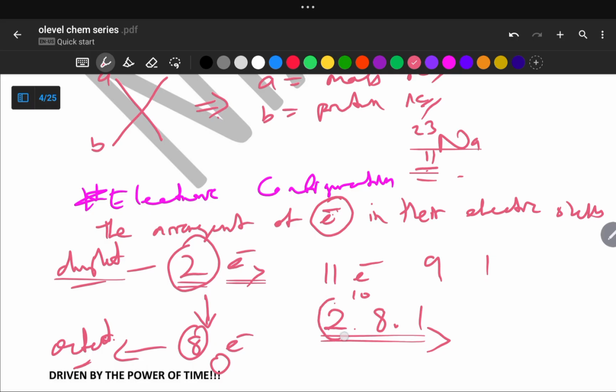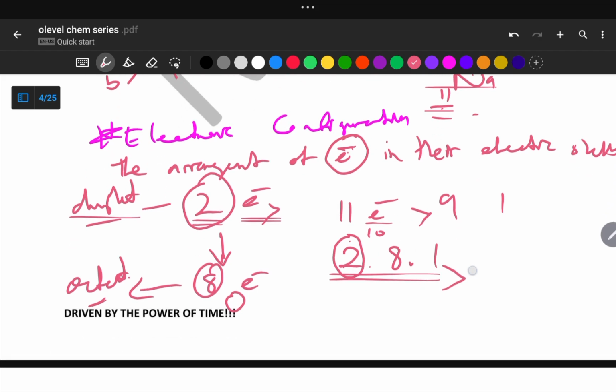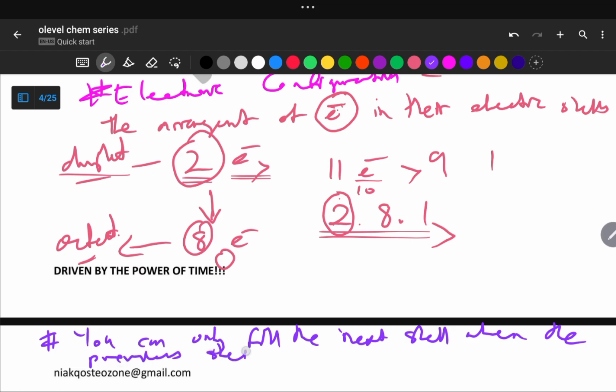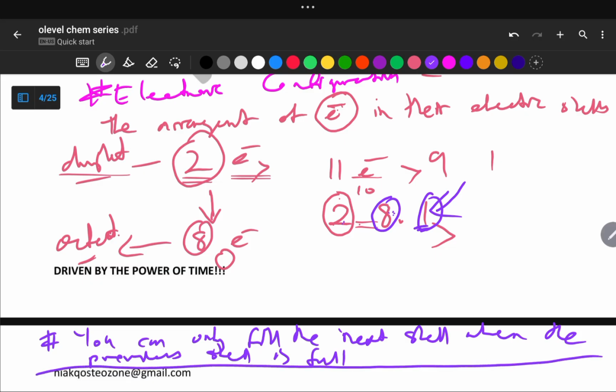First, take note that the first shell is filled with 2 electrons. All the other shells are filled with 8 electrons. And always remember, so let me highlight that, always remember that you can only fill the next shell when the previous shell is full. So for us to fill this shell, we need to have 8 here. We can't go to this shell when we are having 7 here. We need to have 8 here, we need to have 2 here for us to proceed to this shell. So you need to take note of this fact, right?